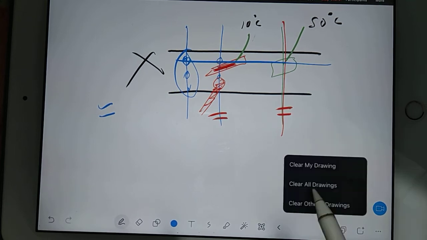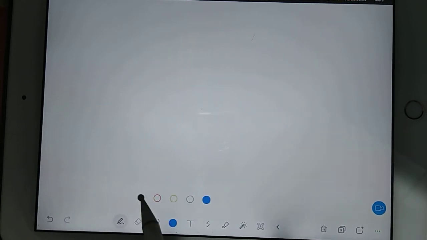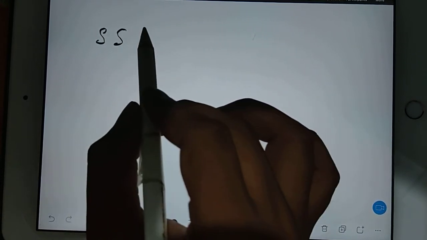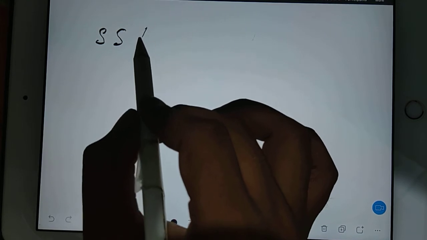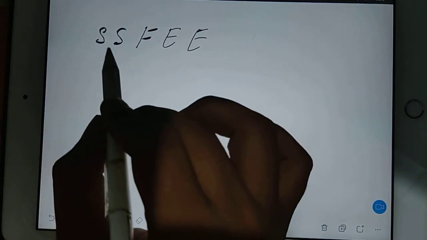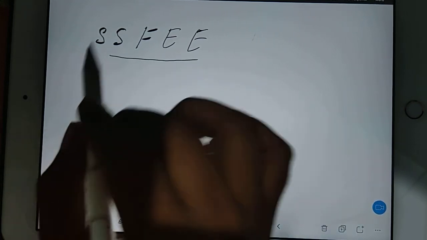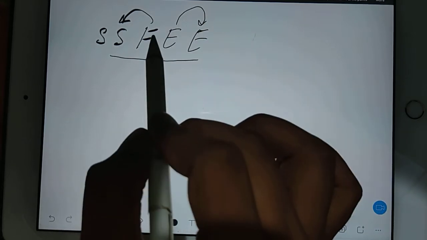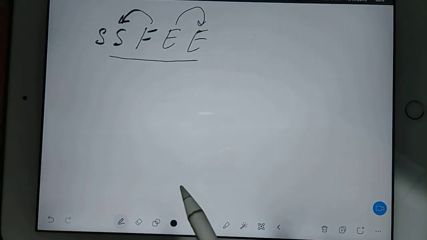So in this case, in the flow process, there is something called the steady state flow energy equation. In short, you say SFE. It means your flow is steady. In that, you are going to apply the energy equation. So what is that?